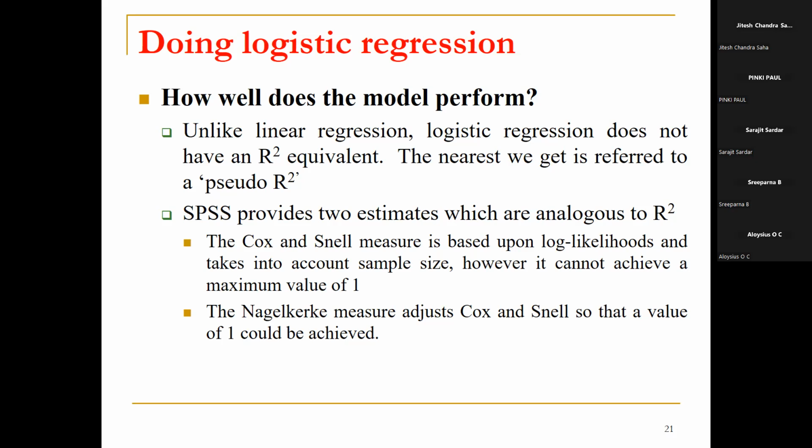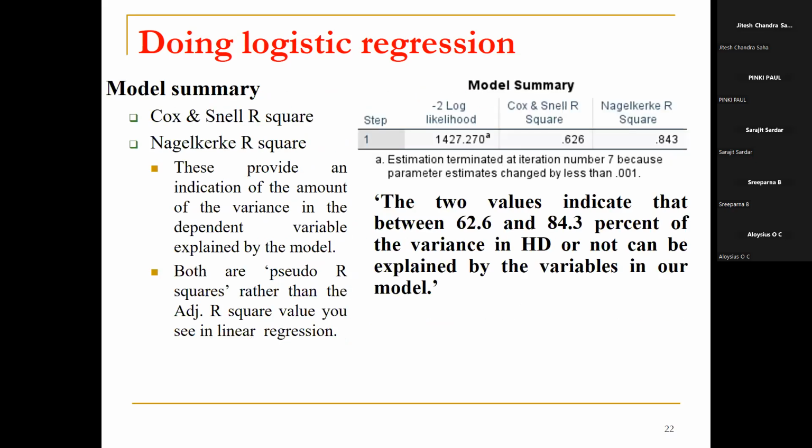The second measure is Nagelkerke, where the values can achieve one. So there are two measures of pseudo R square in logistic regression, that is Cox and Snell and Nagelkerke. So we'll see the result here.